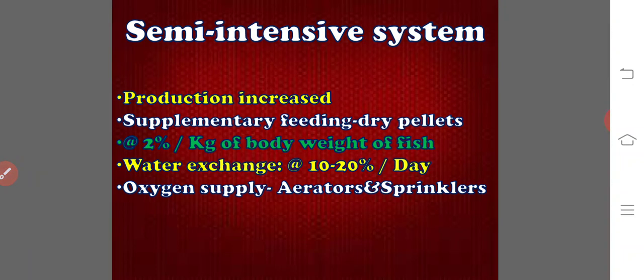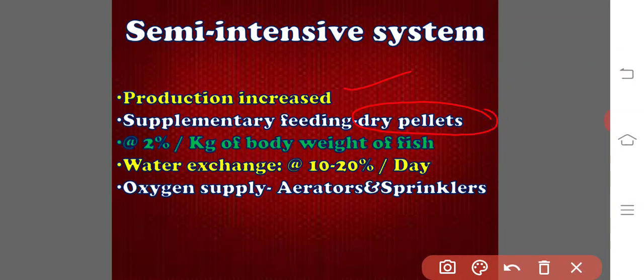Coming to the semi-intensive system, here more care is to be taken towards fish development. There is an increased production rate, and supplementary feeding will be given in the form of dry pellets, and the feed ratio is 2% of food per kg body weight of the fish. 2% of food is provided for the kg body weight of fish, and the daily water exchange is 10 to 20% of water.